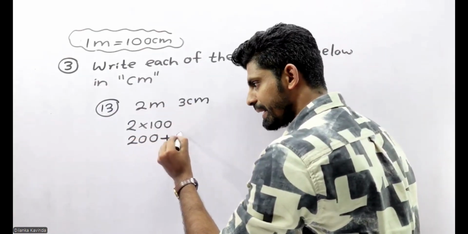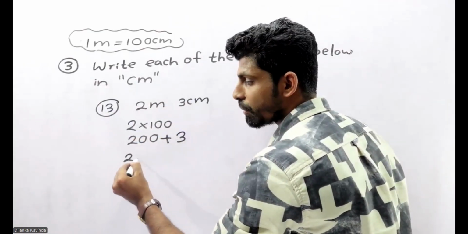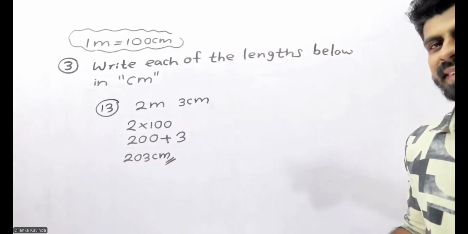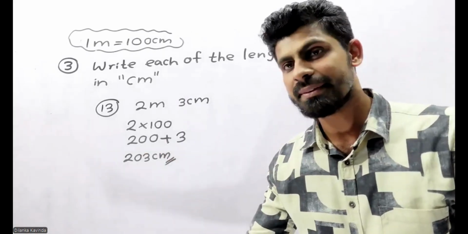200 plus 3 meters, 3 centimeters, altogether 203 centimeters. Easy, same as the previous, right?